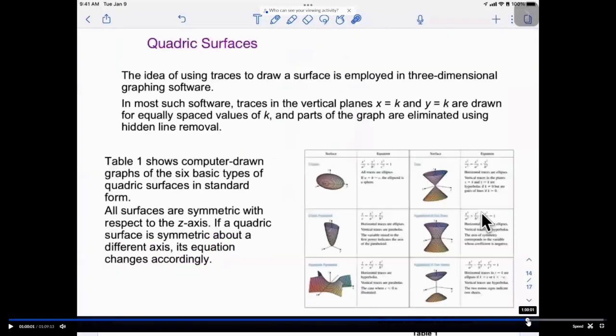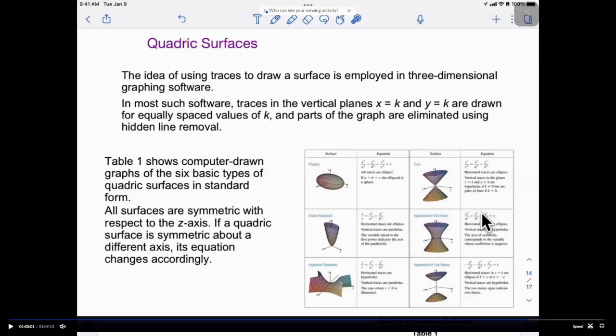Okay, quadric surface. I want someone to read this. Can I have someone read this paragraph from here to here? Yeah, go ahead. On such software, the traces in the planes x equals k and y equals k are drawn for equally spaced values of k. Parts of the graph are eliminated using hidden lines.